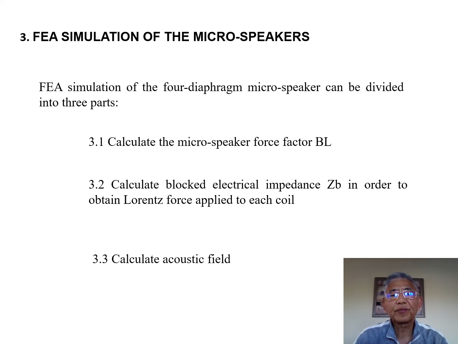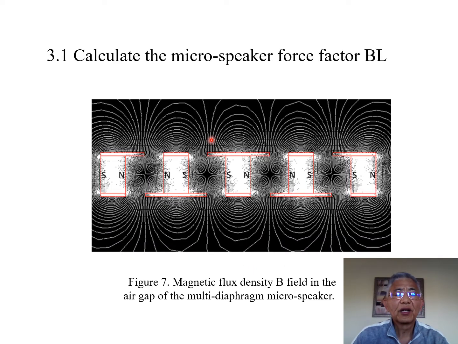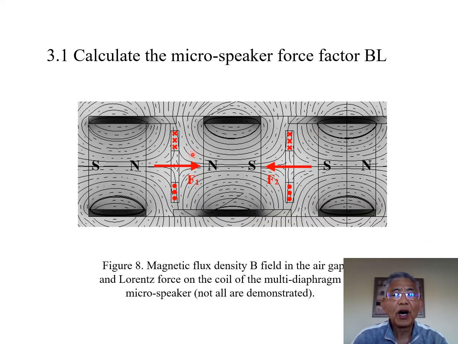This is the static magnetic analysis result. This is the air gap. This is the flux density. So I put a coil in the air gap. This is the current going into the paper. This is the current going out of the paper. This is the coil.